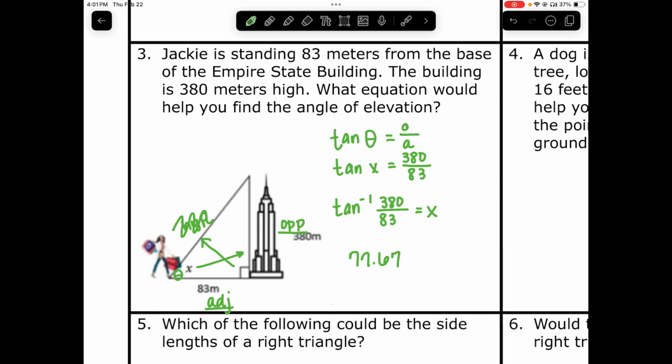All right, and you know what? I was being extra. I'm so sorry, y'all. It said what equation? So honestly, we could have stopped right here. Okay, that was unexpected.